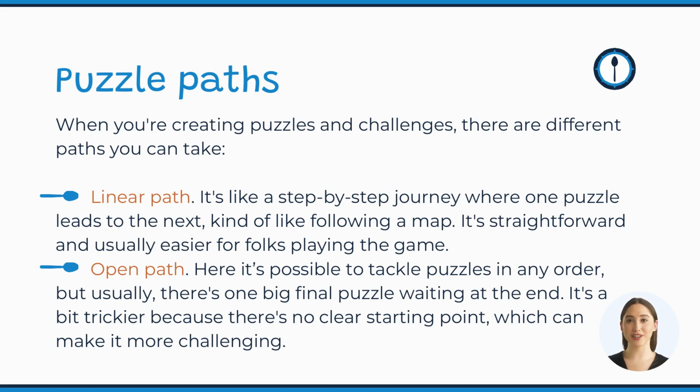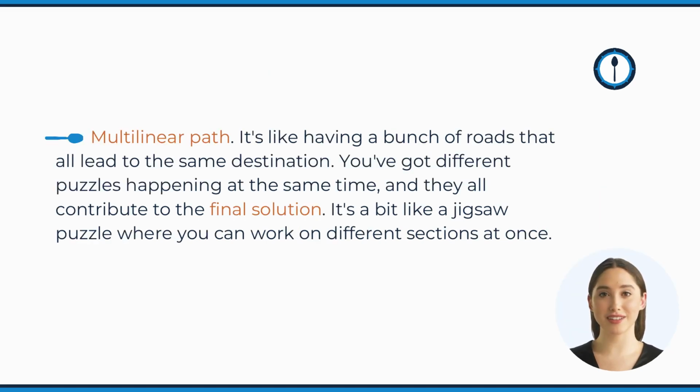The open path allows you to tackle puzzles in any order, but usually there's one big final puzzle waiting at the end. Finally, the last option consists of a multilinear path. In this situation, there are different puzzles happening at the same time, and they all contribute to the final solution. There are loads of puzzle types used in escape rooms, like finding hidden objects, spotting clues in the room, decoding symbols, working on math problems, memory challenges, cracking codes, and even using VR or 3D games.